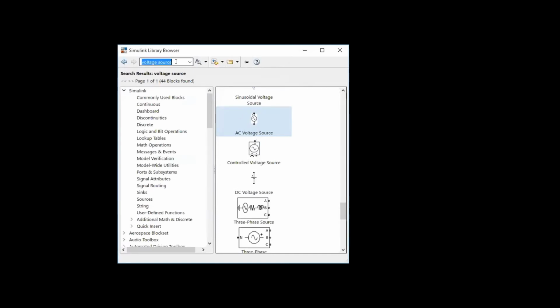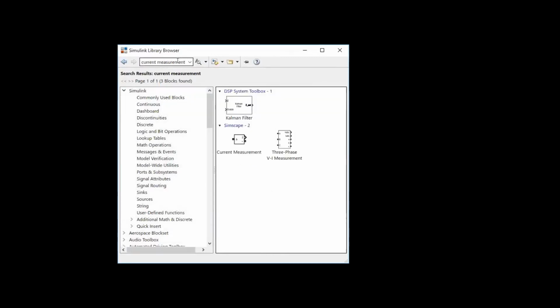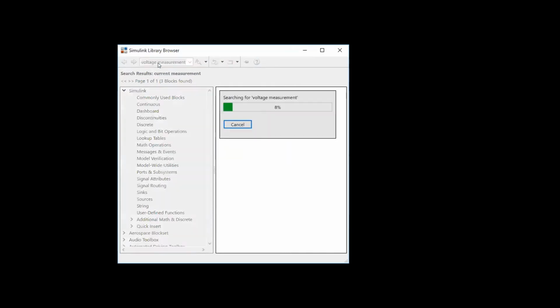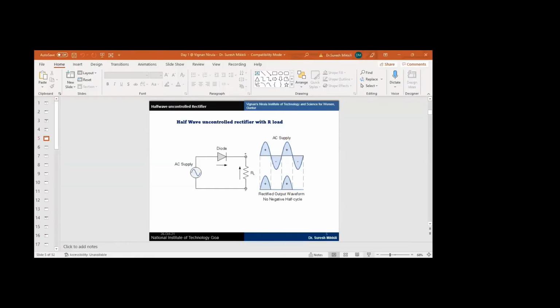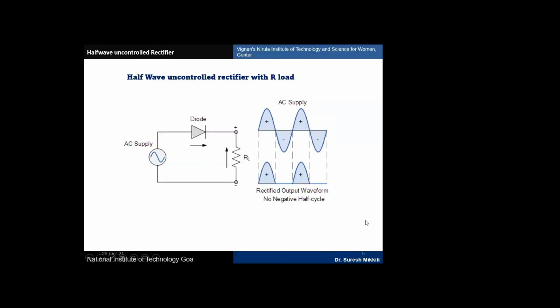Here there is an AC voltage source. Suppose I want to do current measurement. If I click current measurement, the current measurement block will come. Right click and add to the model. In the same way, I can do voltage measurement. Now, are you able to see?